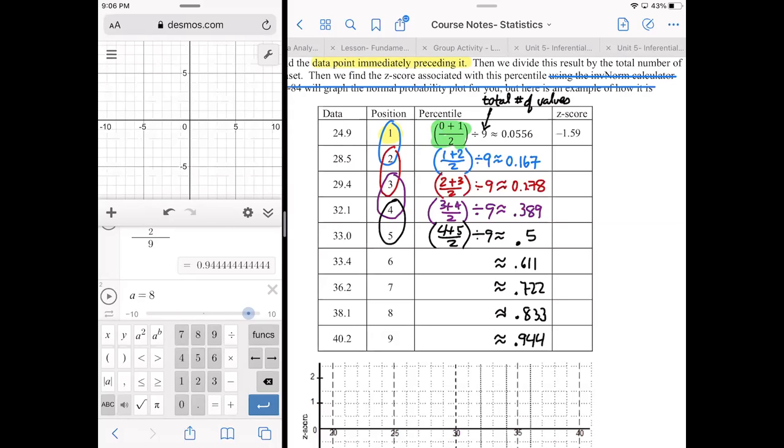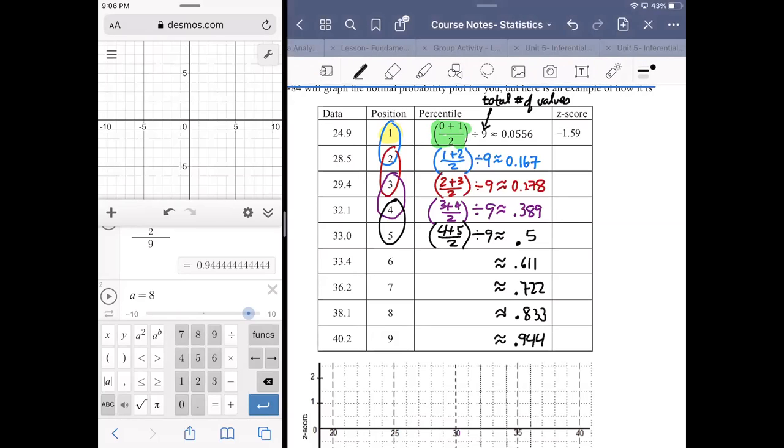Now, the big question that comes out of this, and it was posed before, is what about the z-score column? It's a hell of a question because we need that, because when we're plotting, we're going to plot the original data point against its z-score. So whatever these numbers are here are going to get plotted against these numbers here.